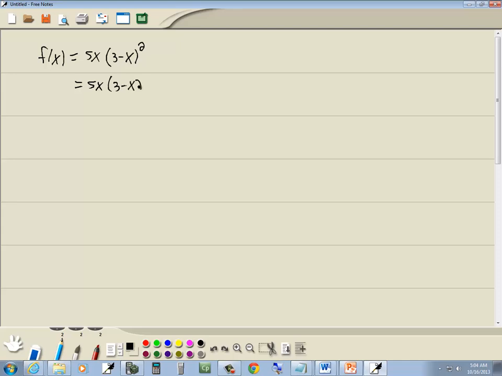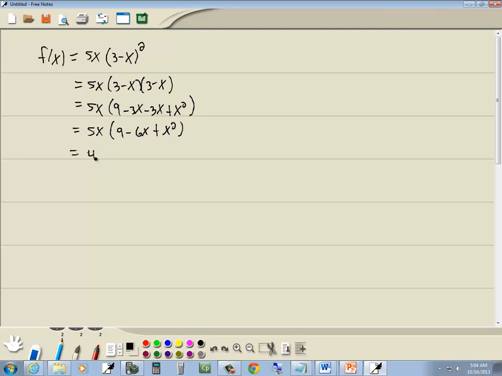So we got 3 minus x times 3 minus x. I could use the product rule twice and chain rule within a product rule and blah, blah, blah, but not worth it. 3 times 3 is 9. 3 times negative x is negative 3x. Negative x times 3 is negative 3x. Negative x times negative x is a positive x squared, which gives us 5x times 9 minus 6x plus x squared.